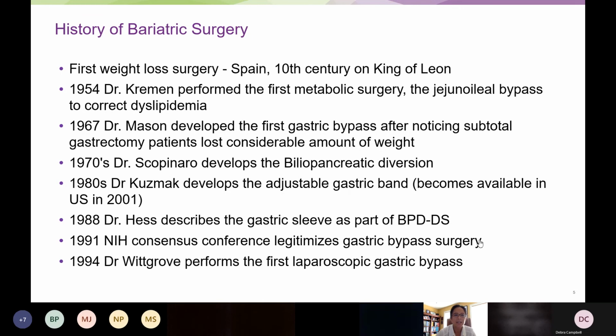In the 1980s, the gastric band came about by Dr. Kuzmak, and it really didn't get FDA approved in the United States till early 2000. There was a big giant boom of gastric banding that lasted about a good 7-8 years. And then the gastric sleeve came around and kind of replaced the gastric band. In 1988, Dr. Hess described using a gastric sleeve as part of his biliopancreatic diversion. He would preserve the pylorus, and in doing that, he had fewer problems with malnutrition and dumping.